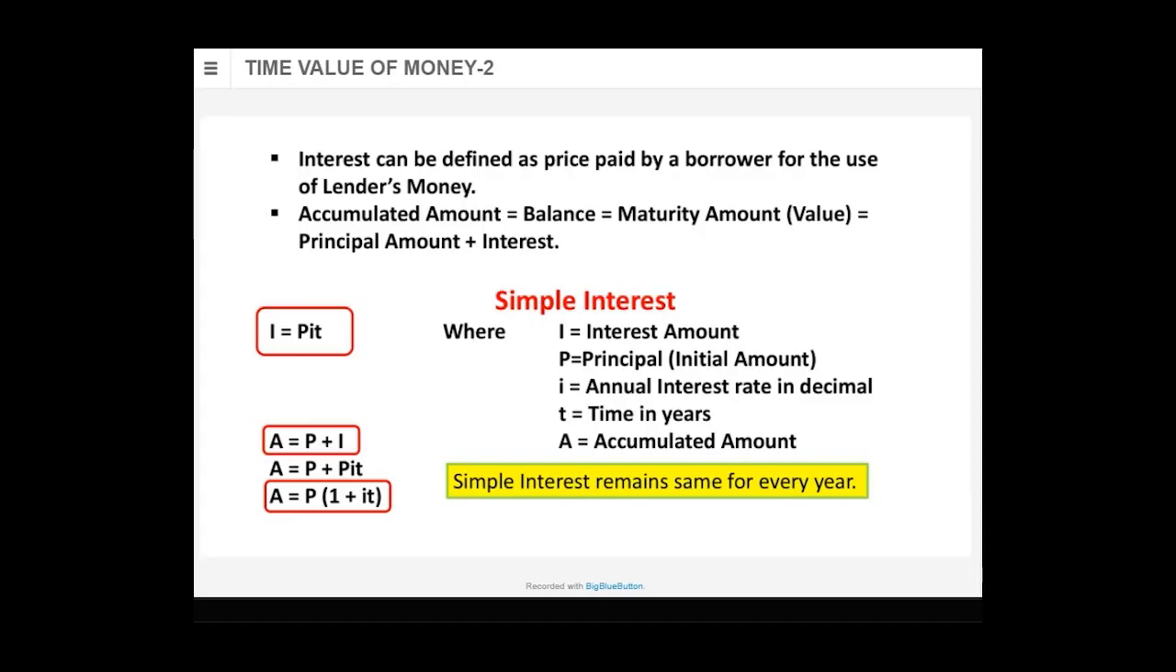And there are three formulas to remember. Here I is interest amount, P is principal, also known as initial amount. I is the annual interest rate in decimal. T is time in years, always better in simple interest. In simple interest, always better to go for years. And A is the accumulated amount, also known as balance, also known as maturity amount.